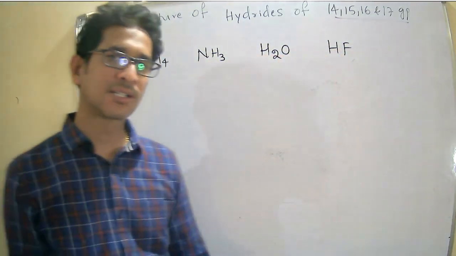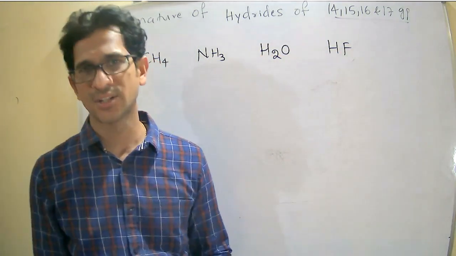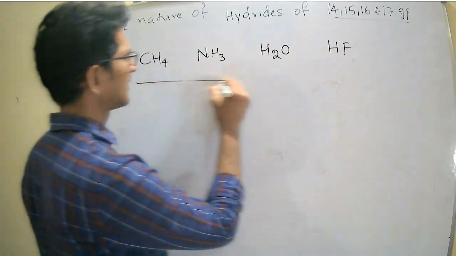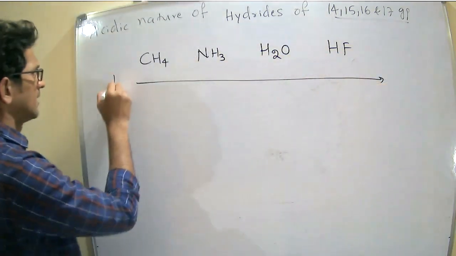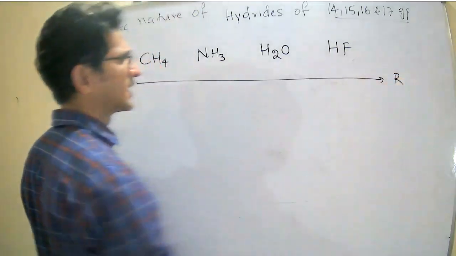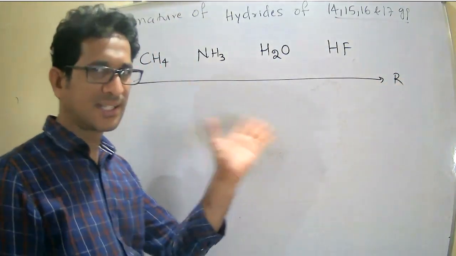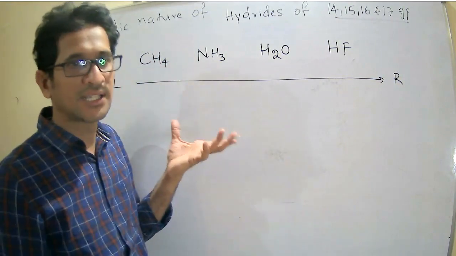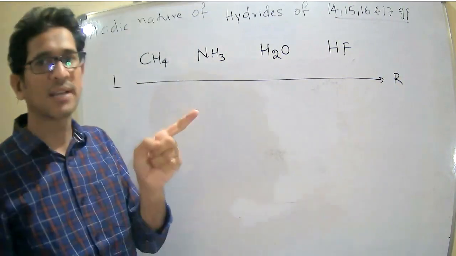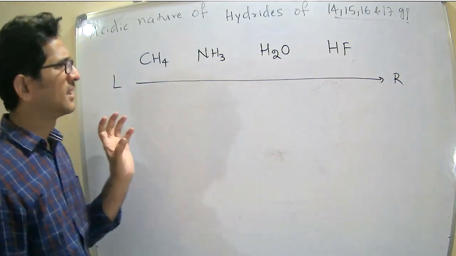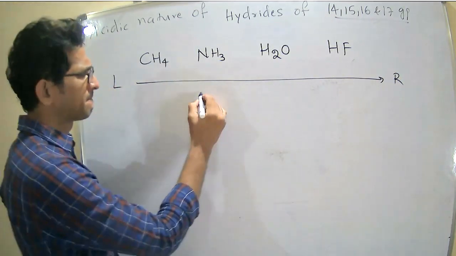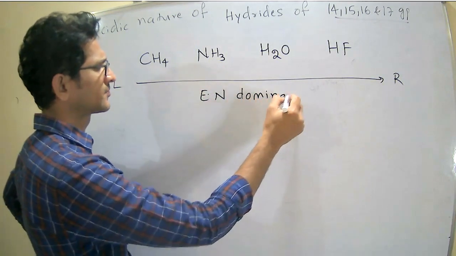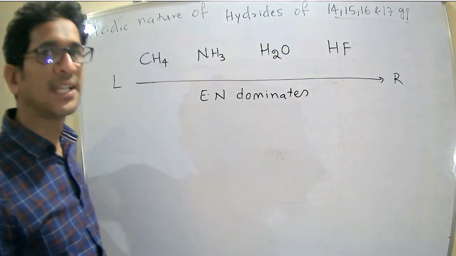Now we have to discuss the acidic nature of these compounds. Same here, from left to right, that is, across a period. In a period, what happens to the acidic nature? Here, electronegativity dominates.